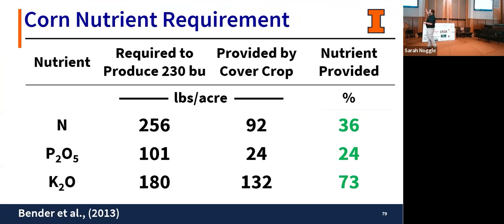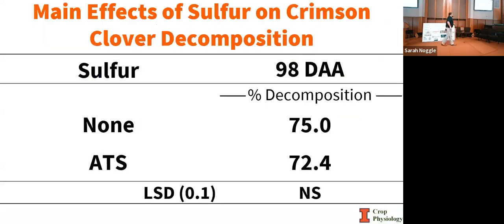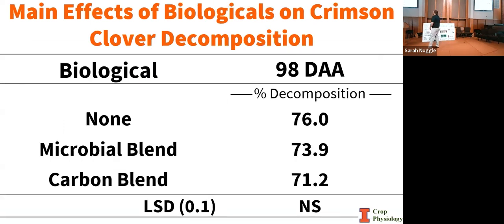There's our total corn nutrient needs. So a 230 bushel corn crop needs 256 pounds of N, 100 pounds of P2O5, 180 K2O. If I got all of those nutrients to release from the cover crop, that's the percentage of our fertility plan we might be able to rely on. That's the goal here. There is the decomposition again on the ATS, the same thing. We burned it, not as palatable. The microbes break it down at a slower rate. And then the microbial blends, actually in this case, were also backwards.